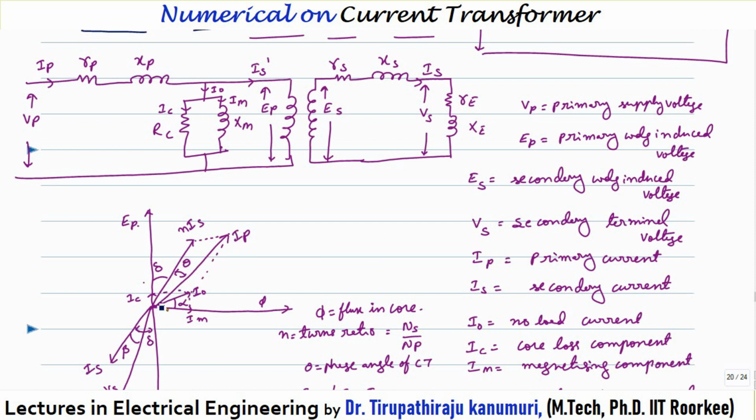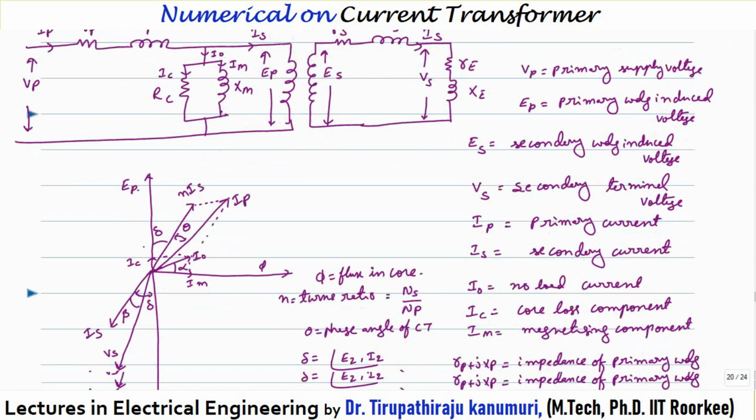You can see here this Ip is not equal to N times Is. The difference between these two is called the ratio error. Similarly, this Ip is not coinciding with N times Is, or Ip is not exactly 180 degrees opposite to Is, but it is making some other angle. That difference is equal to theta. That is called the phase angle.